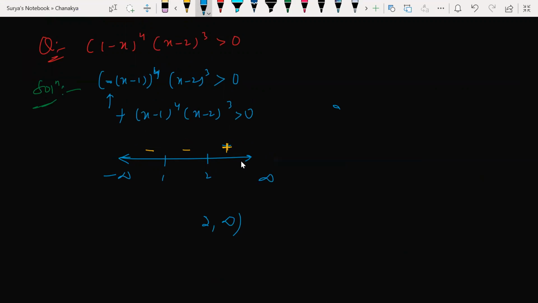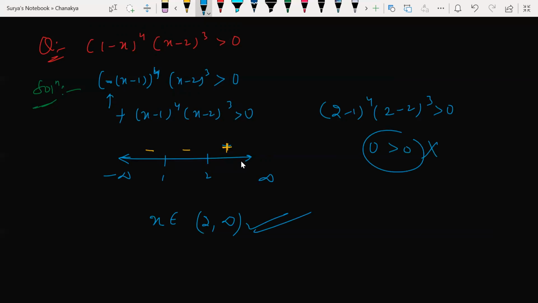If you include 2, what happens? (2 minus 1) to the power of 4 times (2 minus 2) to the power of 3 is equal to 0. So 0 greater than 0 is an invalid statement. 0 cannot be greater than 0. Understood? So you cannot include 2 here. So open bracket. x belongs to (2, infinity).